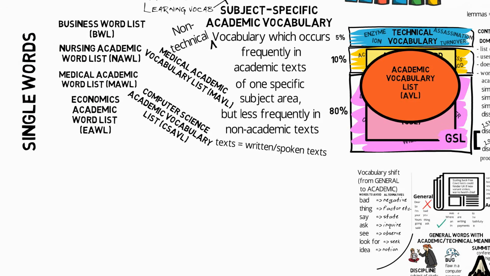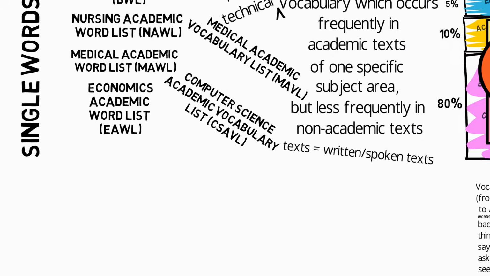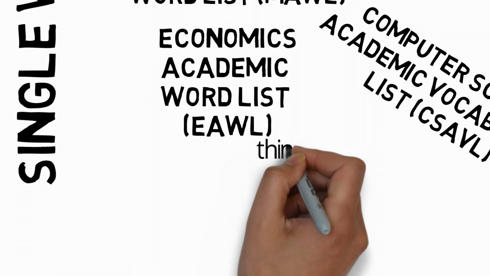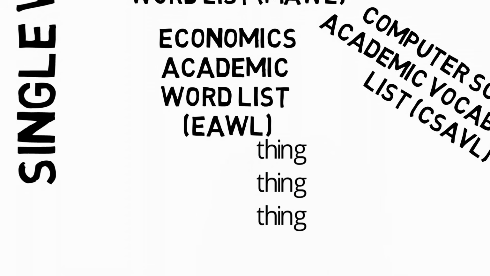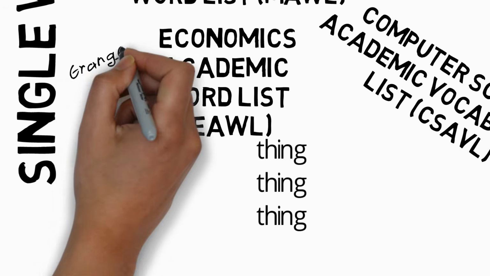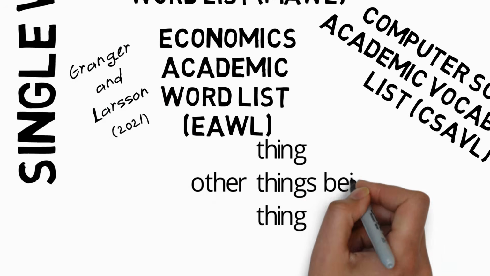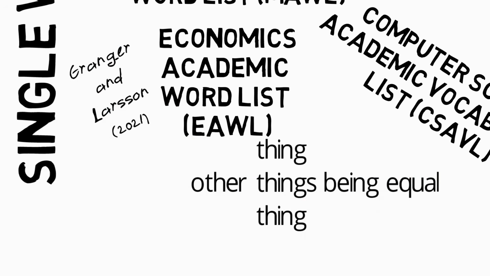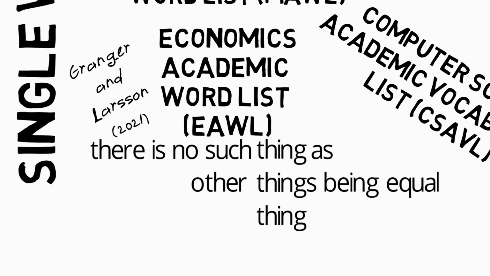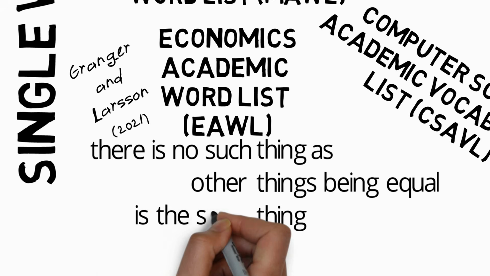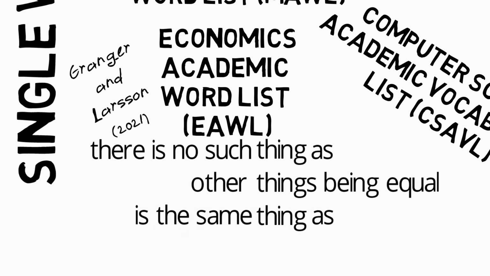Now all of the lists we've seen so far have been of single words. Studying single words doesn't always tell us the whole story. For example, we saw earlier that the word thing is not academic. But a recent study by Granger and Larson 2021 showed that expert academic writers sometimes use this word in various phrases, such as other things being equal, or there is no such thing as, or is the same thing as.